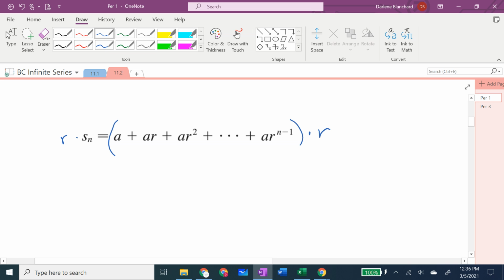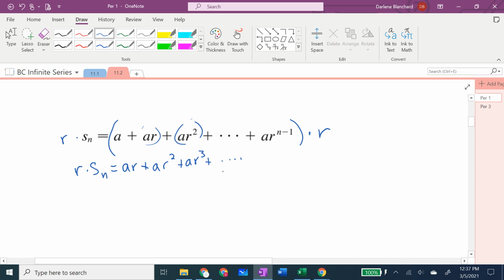On the left side of the equation, multiplication by r means I have r times s sub n. On the right side of the equation, I need to distribute my r over the addition. So that means the first term of this series is a times r. The second term of this series is a times r squared. And then a times r cubed.